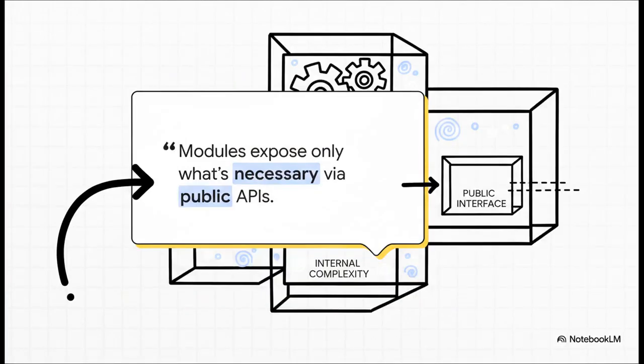Pillar 4 is what we call strong encapsulation. A module is like a little black box. It hides all of its internal complexity. It only shows the outside world what's absolutely necessary through a public API. This is so important because it prevents that spaghetti code of tangled dependencies, it enforces clean boundaries, and it just makes your code infinitely easier to reason about and maintain.